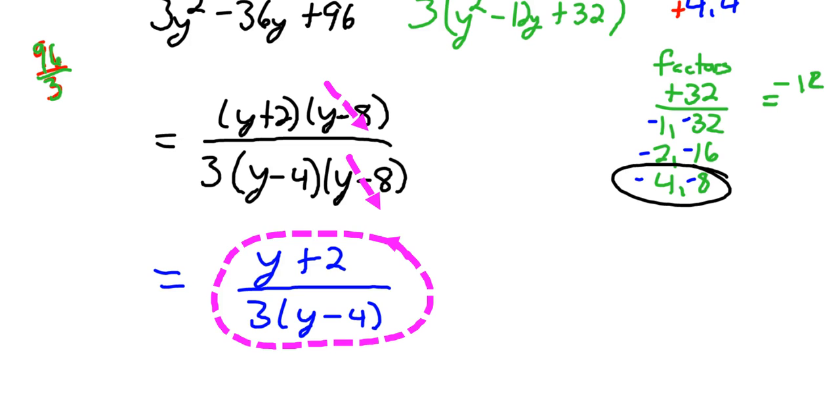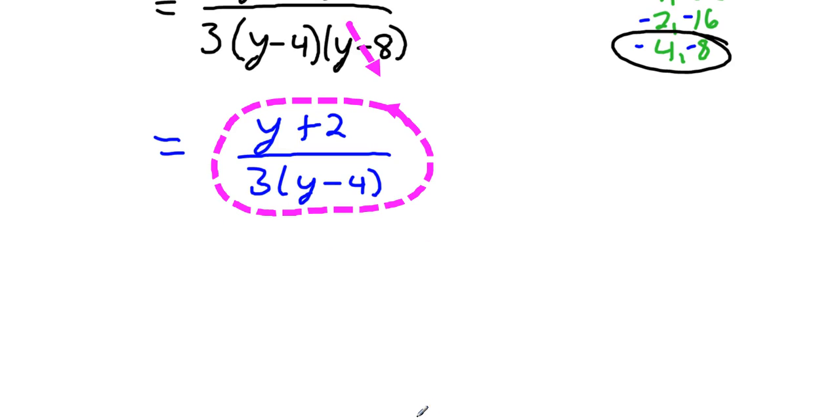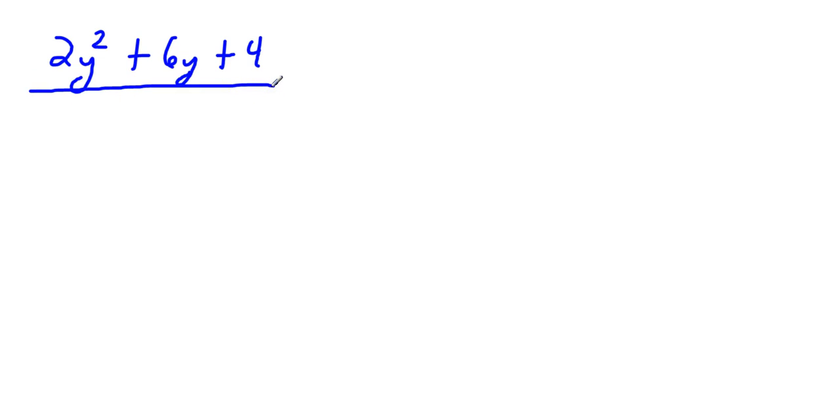Okay, and the last thing before we take a break. Give you one more and then we'll get you out of here. Let me add one more page here, right at the bottom. So we'll go 2y squared plus 6y plus 4 on top. And on the bottom, we'll go y squared plus 6y plus 5.